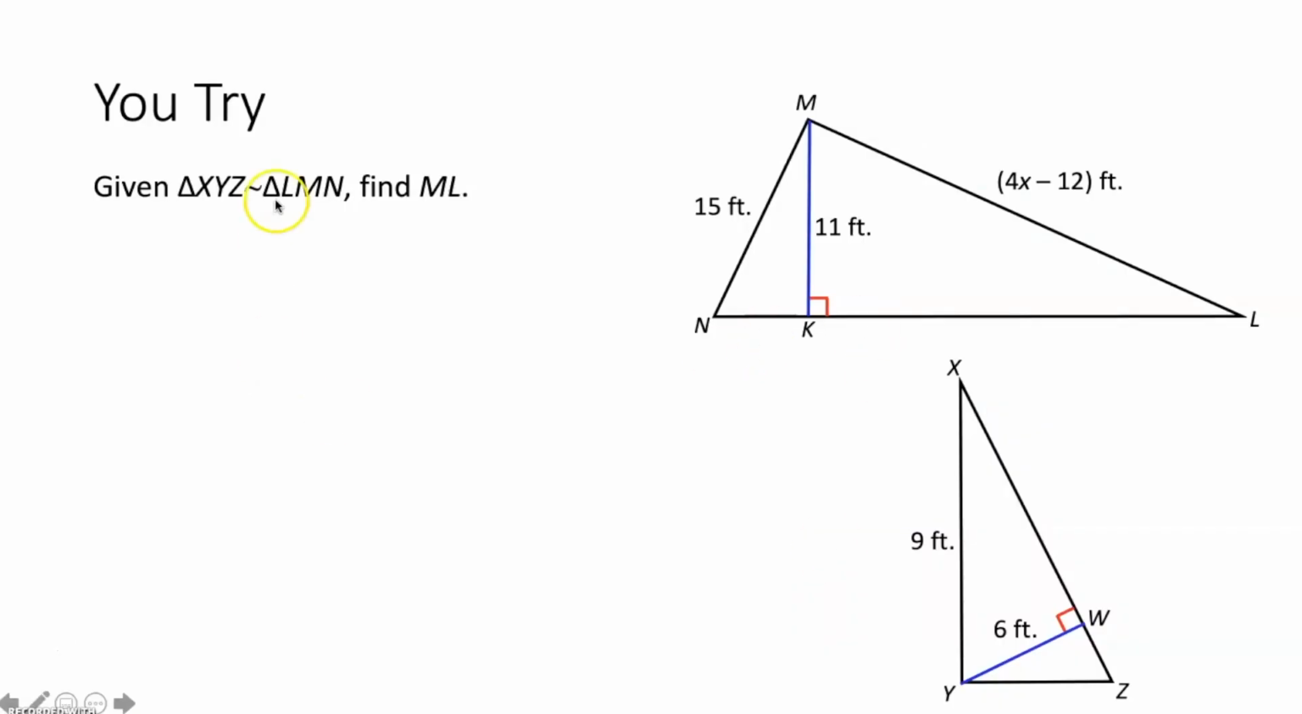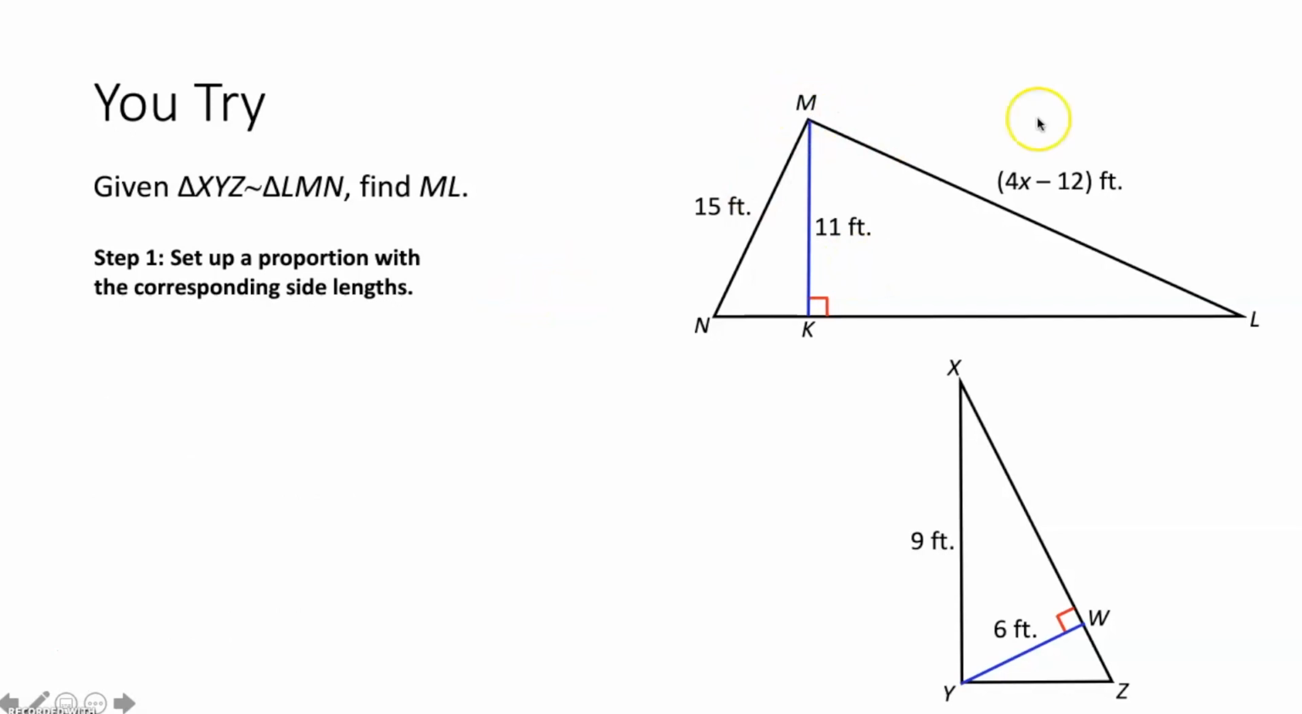Okay, doing the same thing here, except this time we're given that triangle XYZ is similar to triangle LMN, and we're trying to find the measure of segment ML. So where's segment ML? That would be right here, so we clearly need to find x. So how do we solve for x? Well, again, we're given two similar triangles, and we're given side lengths in those triangles, so we probably need to set up a proportion.